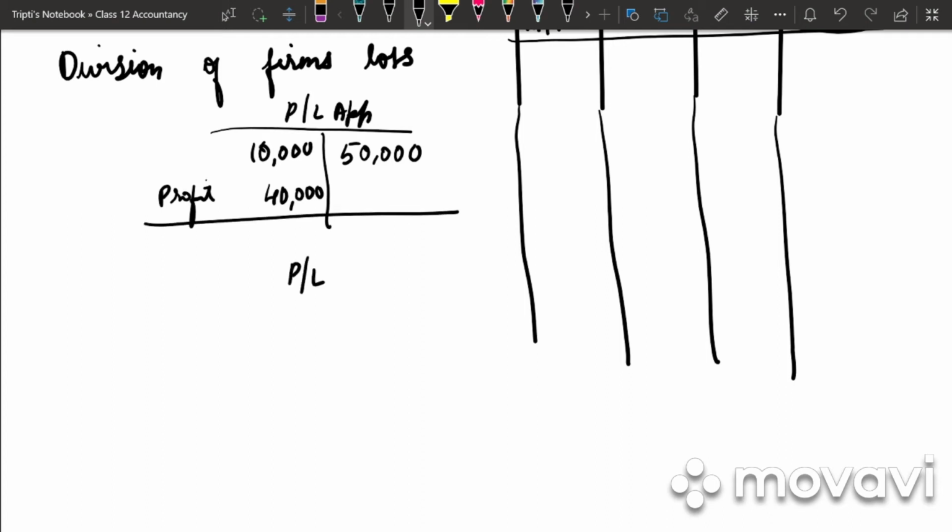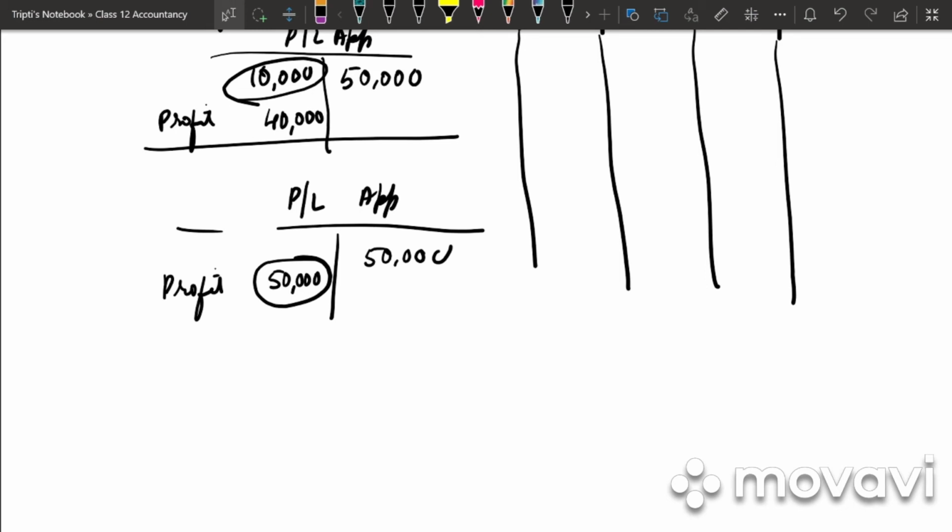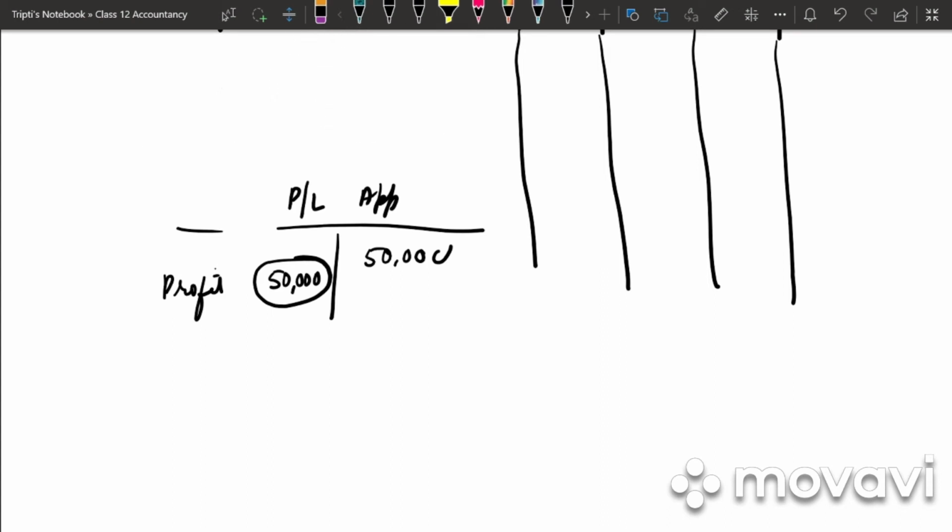But what has happened in the profit and loss appropriation account? We forgot to write this interest on capital. So what becomes the profit which has to be transferred to partners' capital? It becomes 50,000. So there is an increase in the profit, but the actual profit was supposed to be 40,000. So the 10,000 loss has to be suffered by the partners in the profit sharing ratio. That is the reason they say it is a loss to the firm.